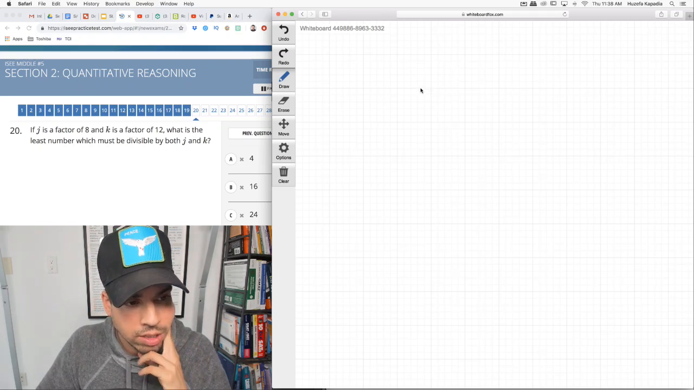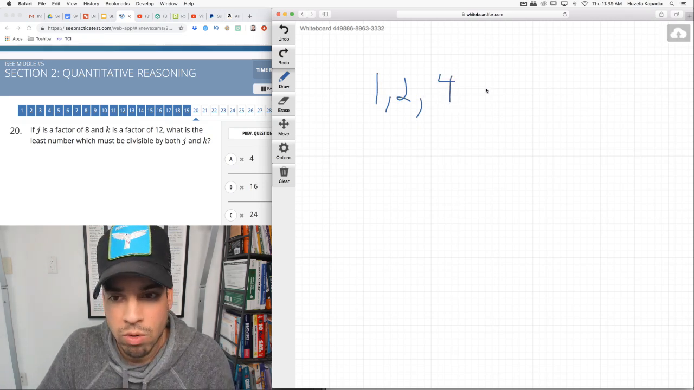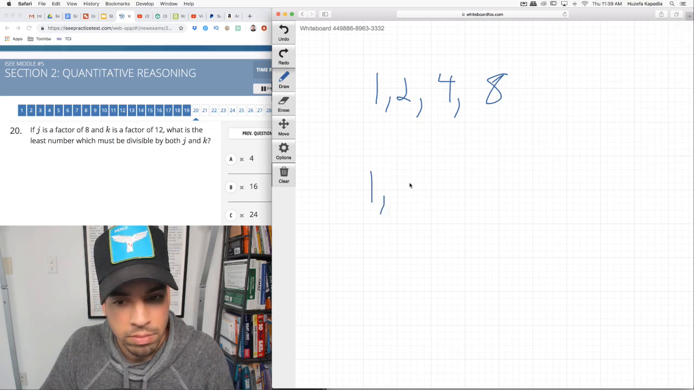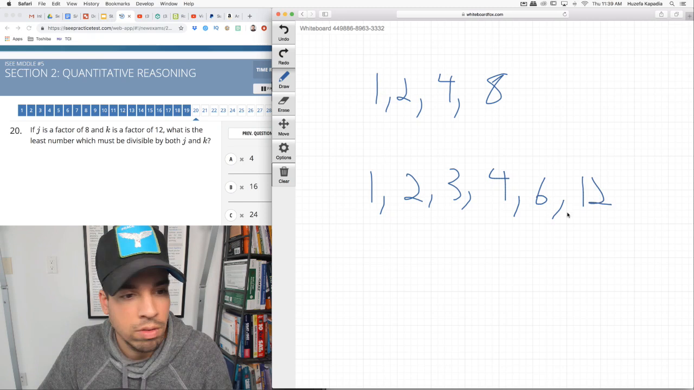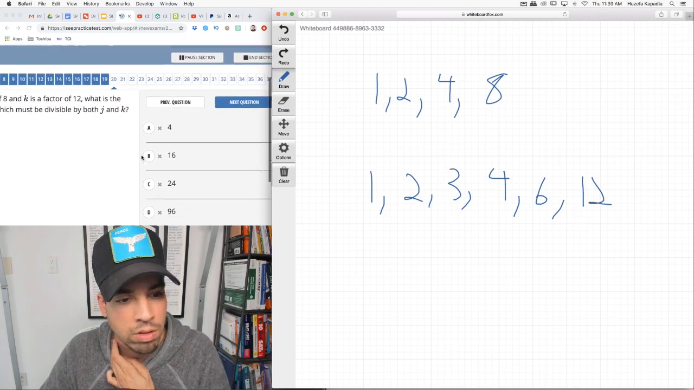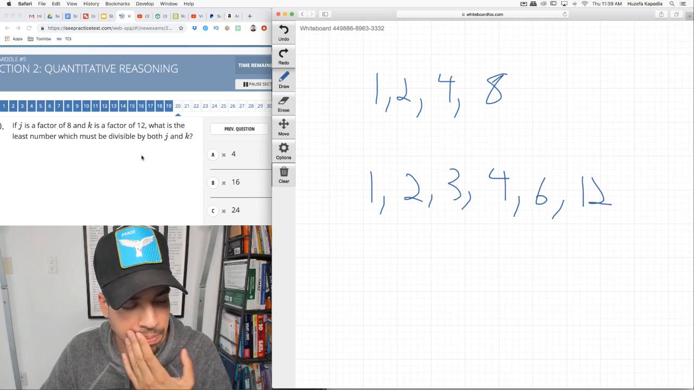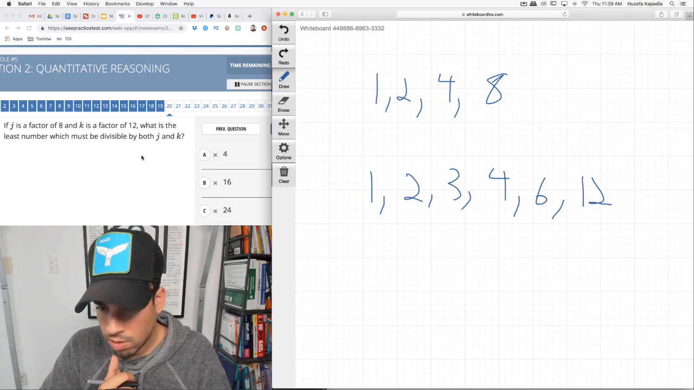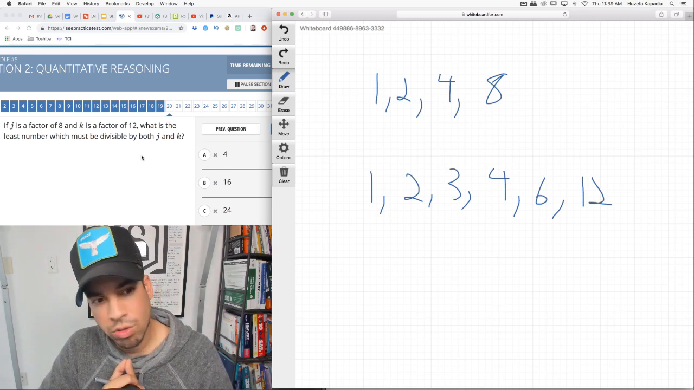Okay. J is a factor of 8, so j could be 1, 2, 4, or 8. K could be 1, 2, 3, 4, 6, and 12. What is the least number which must be divisible by both? Hold on, let me think. J is a factor of, okay, so 2.